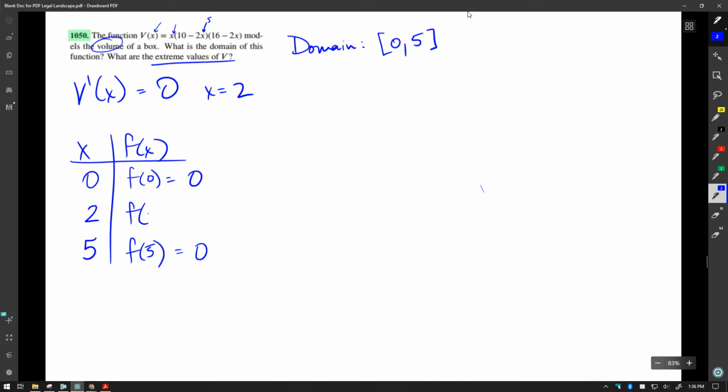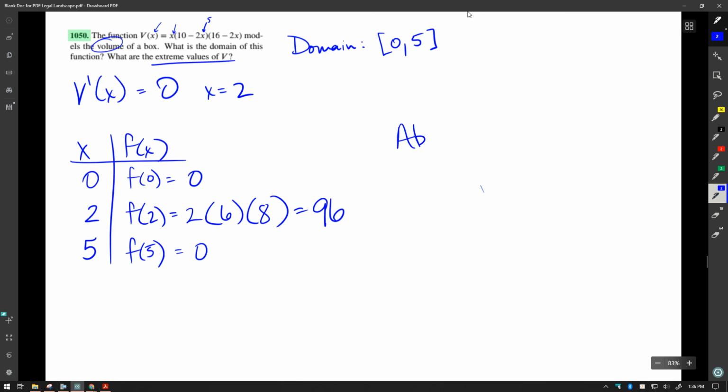If a 2 goes in the function, f of 2, we've got 2 times (10 minus 4), so that's times 6. And then 16 minus 2 times 2. So 16 minus 4, that's 8. So we've got 2 times 48. So this looks to me like 96.